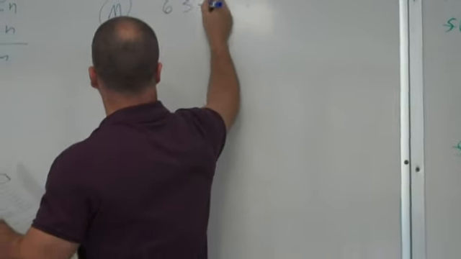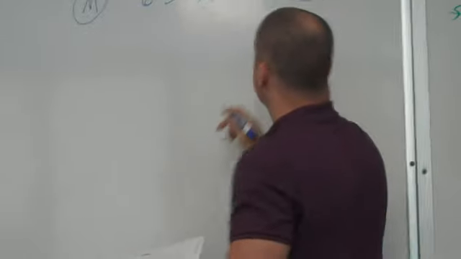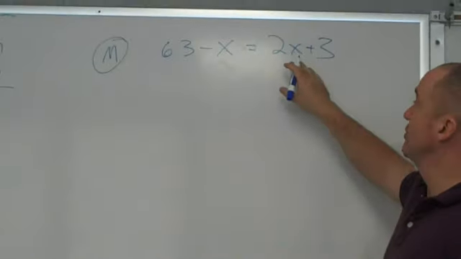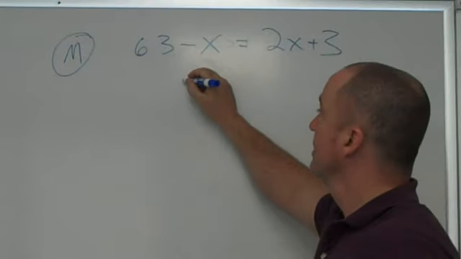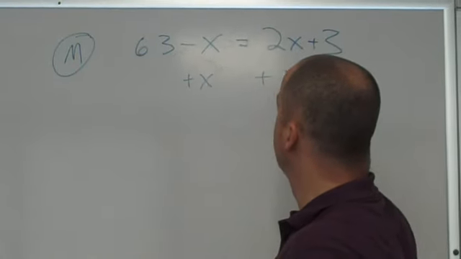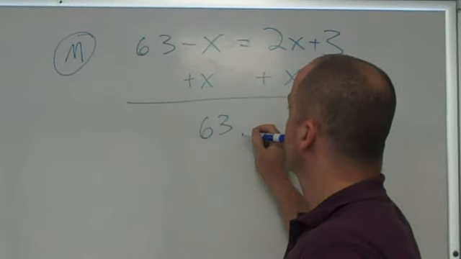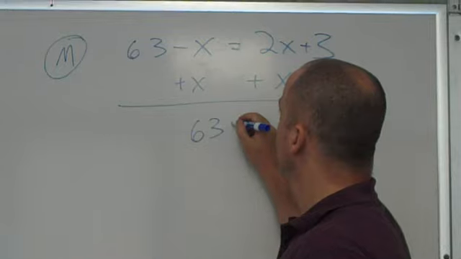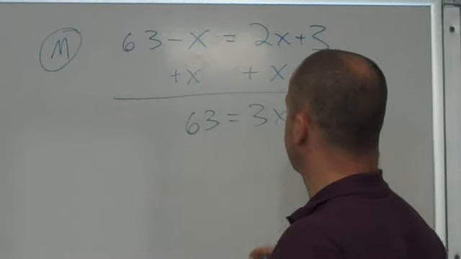Yes, we have 63 minus x equals 2x plus 3. You've got negative 1x and 2x. 2x is the larger side. So now I would add 1x to both sides. That'll be 63 equals 3x plus 3.